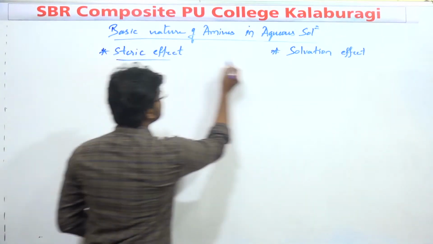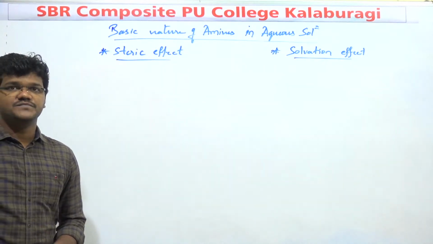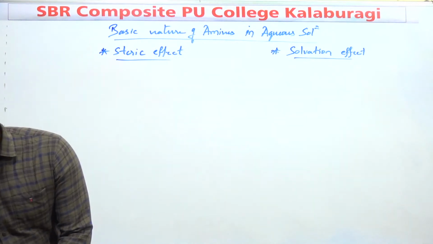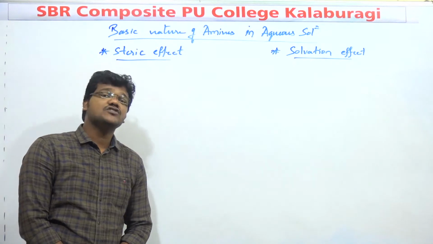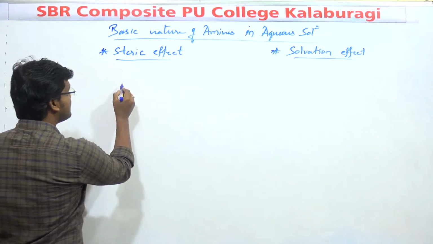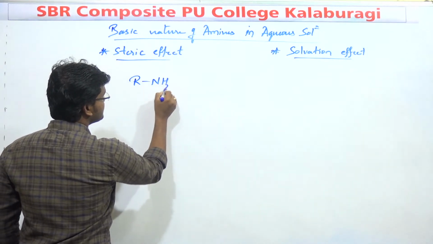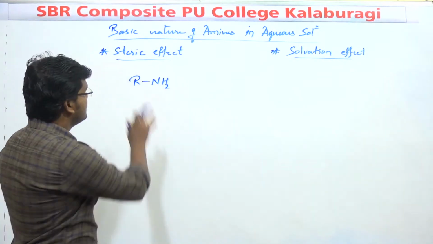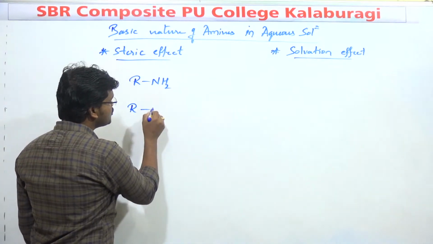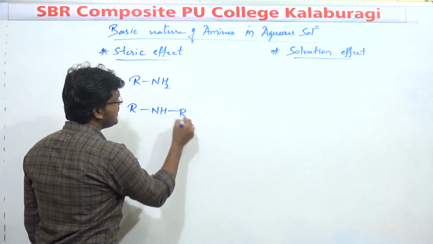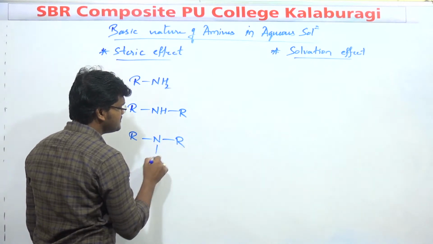So what do you mean by steric effect? Steric effect depends on the size of the alkyl group. For example, in case of primary amine, I am having only one alkyl group. In case of secondary, I am having two alkyl groups. And in case of tertiary, I am having three alkyl groups.